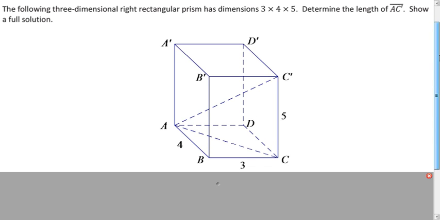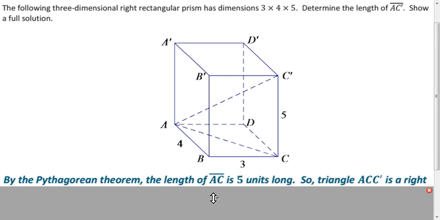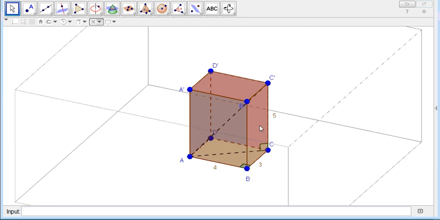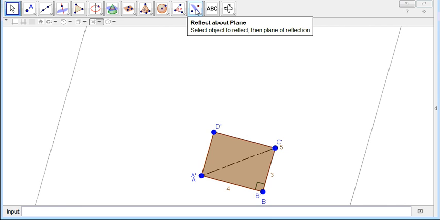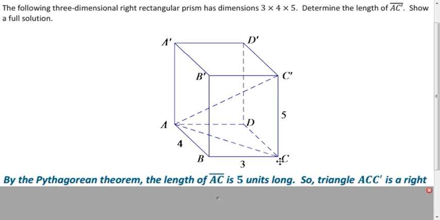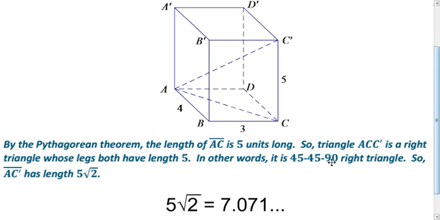Hopefully you notice on the bottom here, you have a 3, 4, 5 right triangle. If we look back here, looking top down, that would be 3, 4, and then 5 would be that diagonal. And so we have a right triangle here where 2 of the legs are the same, so it's isosceles. So you know it must be a 45, 45, 90 right triangle. So the hypotenuse would just be 5 times the square root of 2, which is about 7.07.